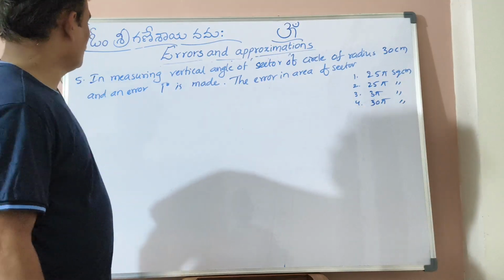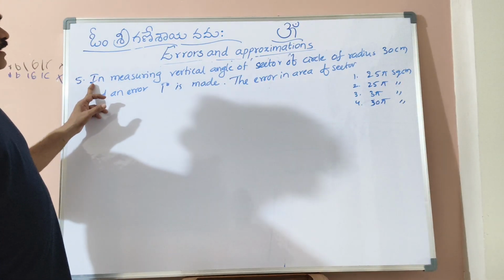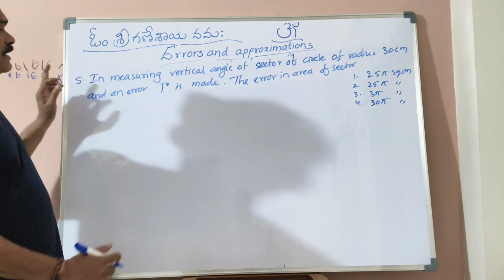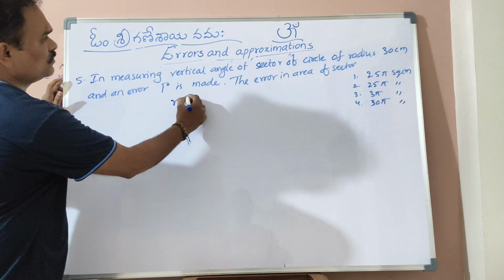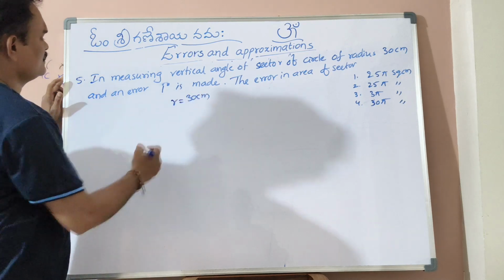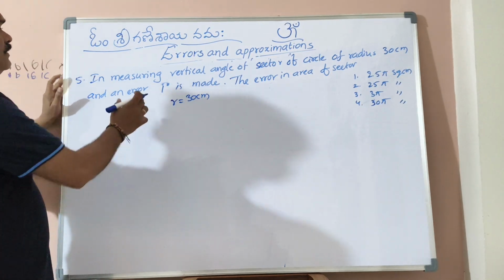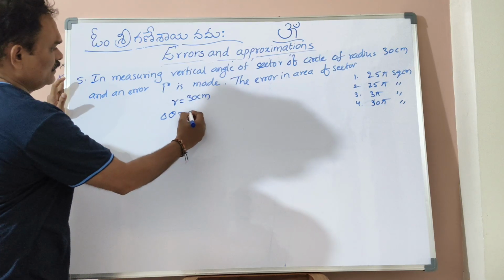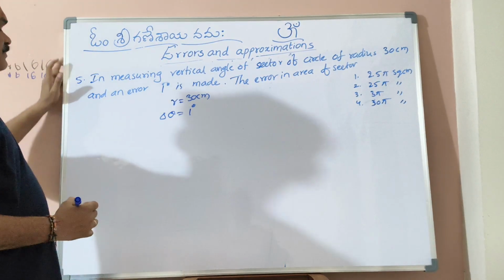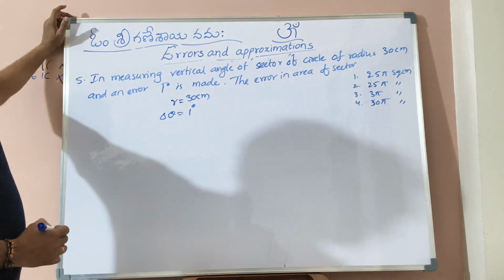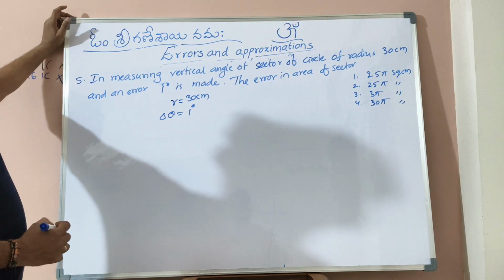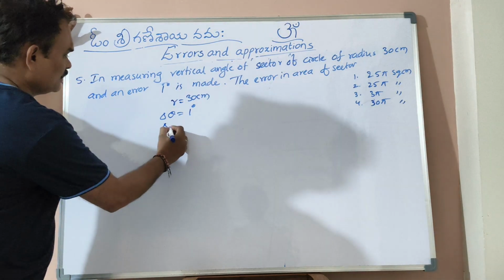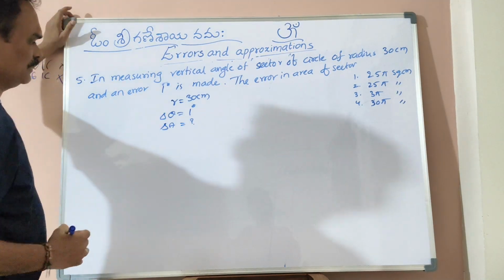Now coming to another problem. In measuring the vertical angle of a sector of a circle, radius equals 30 centimeters, and an error of 1 degree is made. That is the vertical angle. So that is error in angle, delta theta equals 1 degree. What is the error in the area of the sector? Delta A value we have to calculate.